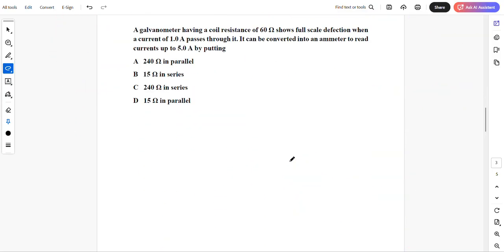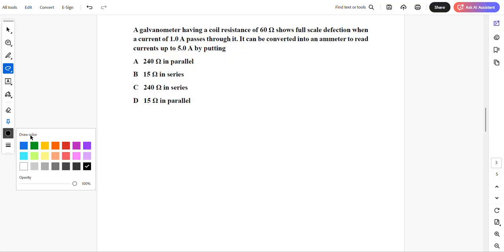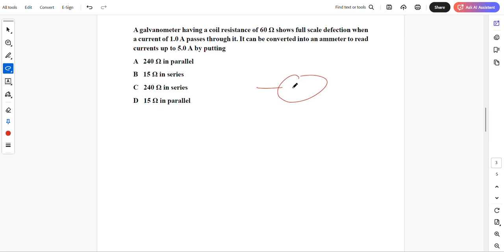Next part, let us see. A galvanometer having a coil resistance of 60 ohm is given, Rg is 60 ohm. It gives a full scale deflection when a current of Ig, 1 ampere, passes through it. It is converted into an ammeter to read current.